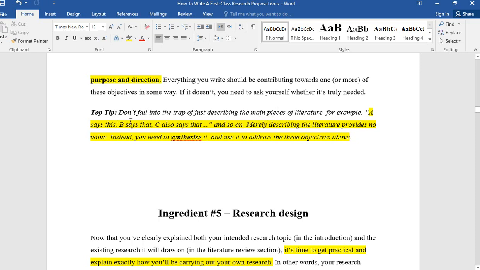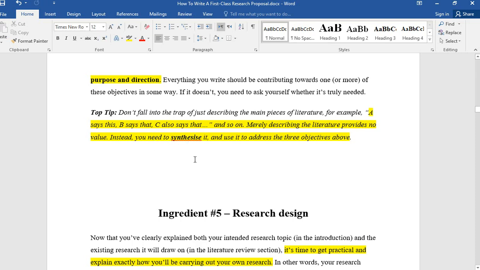Just simply saying what they say is not enough, right? Merely describing the literature provides no value. Instead, you need to synthesize it and use it to address the three objectives above. For example, to synthesize ABC means researcher A, researcher B, and researcher C have talked about the same issue you're working on, but you should not simply present what they say.